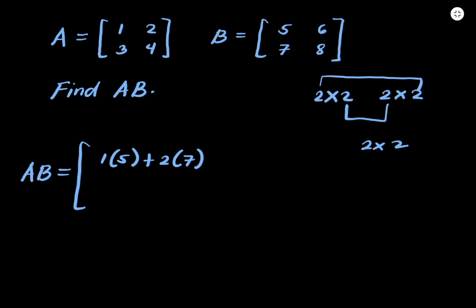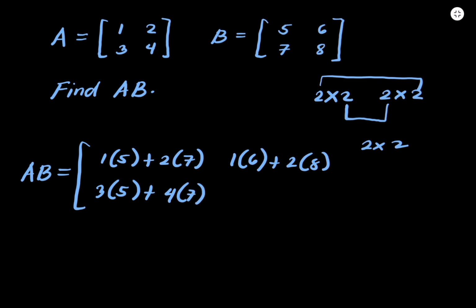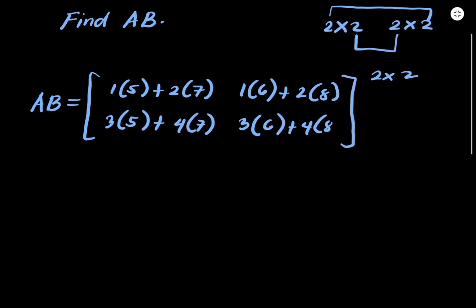And then next we have the first row multiplied by the second column entries. So we have 1 times 6 plus 2 times 8. And then second row multiplied by the first column. So we have 3 times 5 plus 4 times 7. And then second row multiplied by the second column. So 3 times 6 plus 4 times 8. Okay?